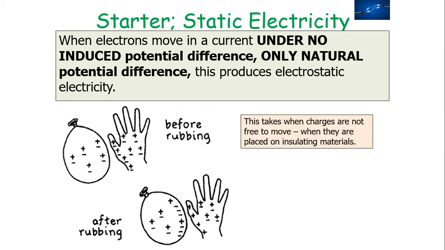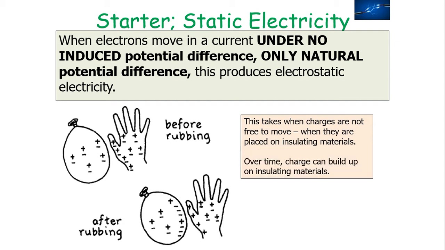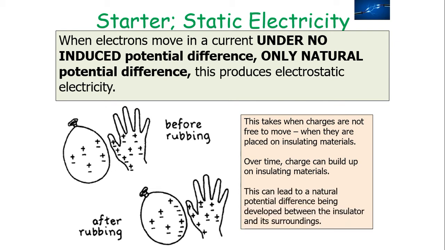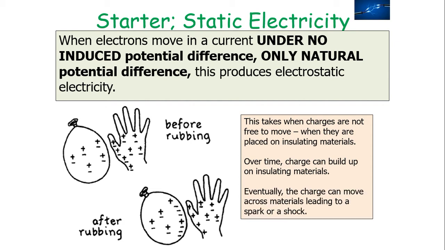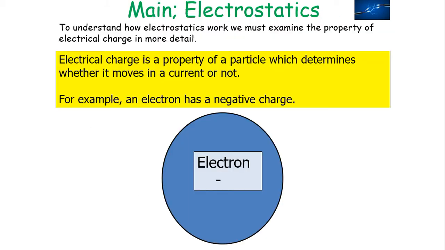This takes place when charges are not free to move, when they're placed on insulating materials, because over time, charge can build up on insulating materials, which can lead to a natural potential difference being developed between the insulator and its surroundings, and eventually the charge can move across materials, leading to a spark or a shock. To understand how electrostatics work in detail, we must examine this property of charge.